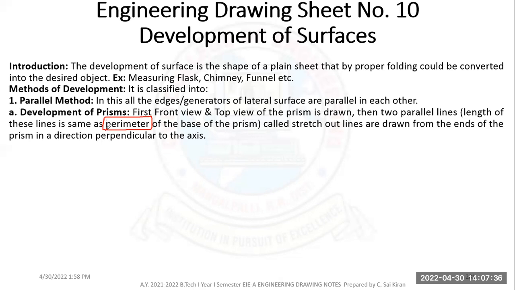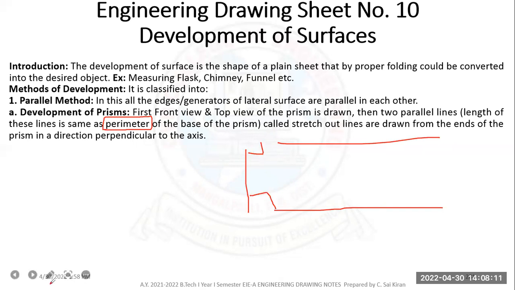If you are taking a prism, like a triangular prism, you have to take the perimeter of the triangle. If it is a square prism, you have to take the perimeter of a square. If it is a pentagon, you have to take the perimeter of the pentagon. Stretched out lines are drawn at the ends of the direction, perpendicular to the axis. This is my axis, so this is the stretched out line. The stretched out lines are perpendicular, this is 90 degrees and this is 90 degrees, to the axis here.